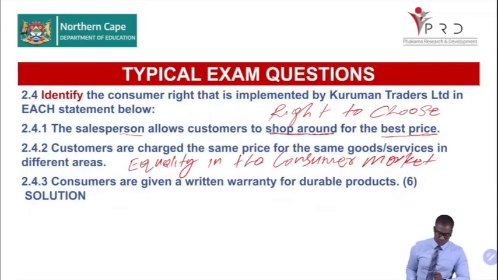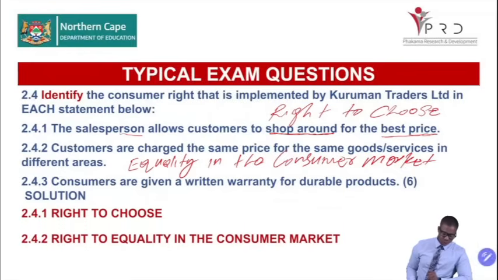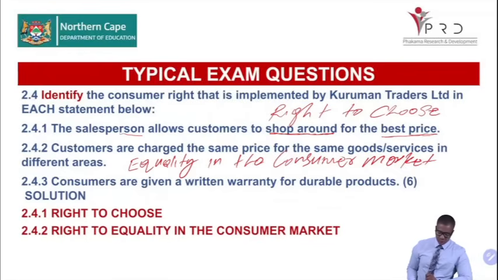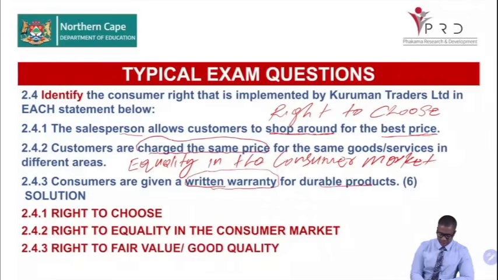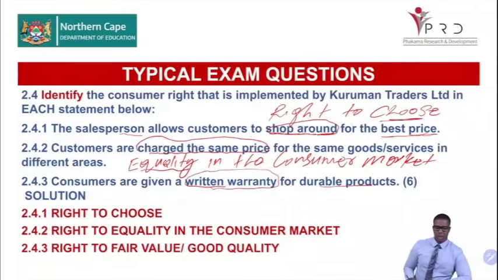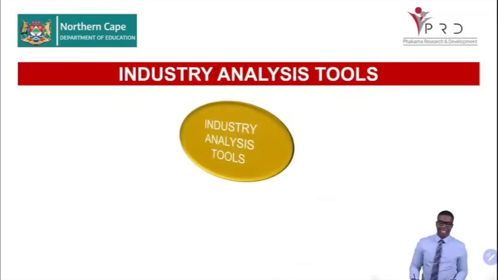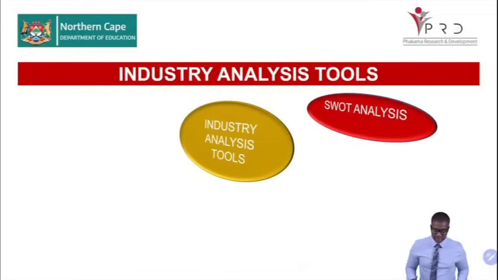and is good quality. So the first one would be the right to choose, followed by the right to equality in the consumer market, then the right to fair value or good quality by giving a written warranty. So the key word was the written warranty here for durable products. The key word here was the idea that consumers are charged the same price. It means there's equality. And then the key word here was shopping around, so that it allows the consumer to choose. Now we move to the industry analysis tools in your business strategies.